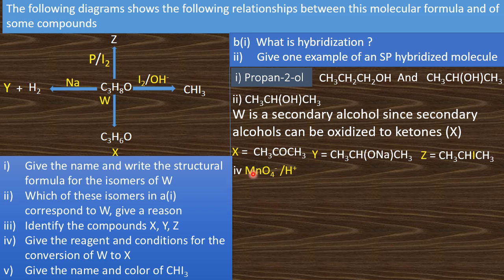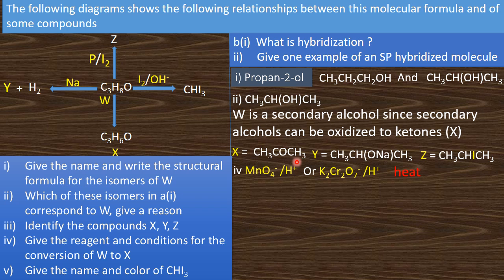Then, friends, the next part wants us to give the conditions for the formation of X. That's what we have given already. Then the last part is to give the name and color of CHI3. Take note that in place of potassium permanganate, you can still use dichromate. You can use it as well, but you have to use the same medium, and you must heat for the reaction to take place. Keep in mind that permanganate is a stronger oxidizing agent than potassium dichromate. After using potassium dichromate, we have to heat it to force the reaction to occur.